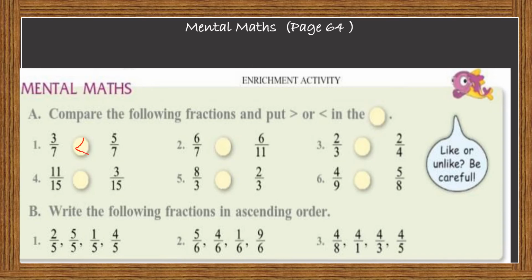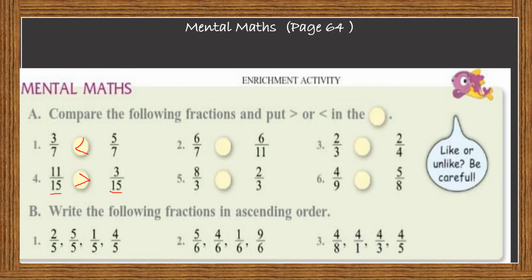Similarly, we will go for another like fraction, that is the fourth question. 11 upon 15 and 3 upon 15. The denominators are the same. So we will compare the numerators. Here it is 11 and here it is 3. So 11 is greater than 3. So 11 upon 15 is greater than 3 upon 15. Isn't it easy? Now let's take the next example.